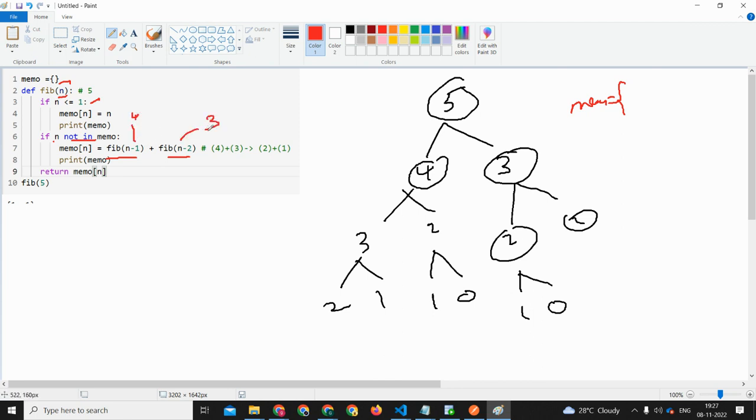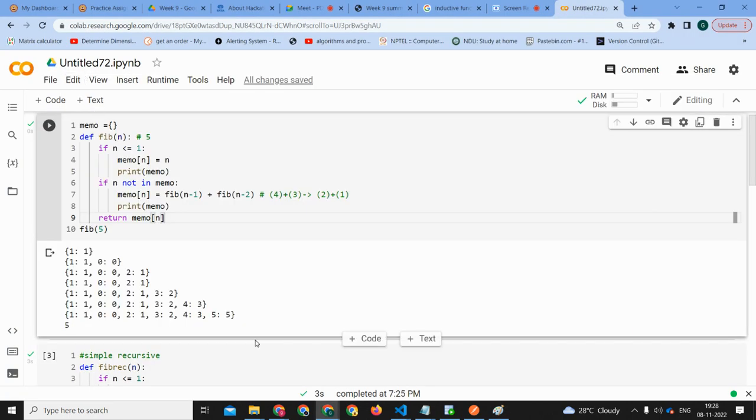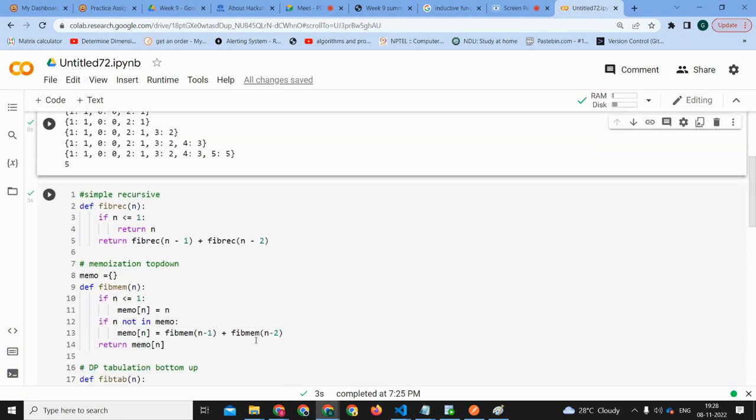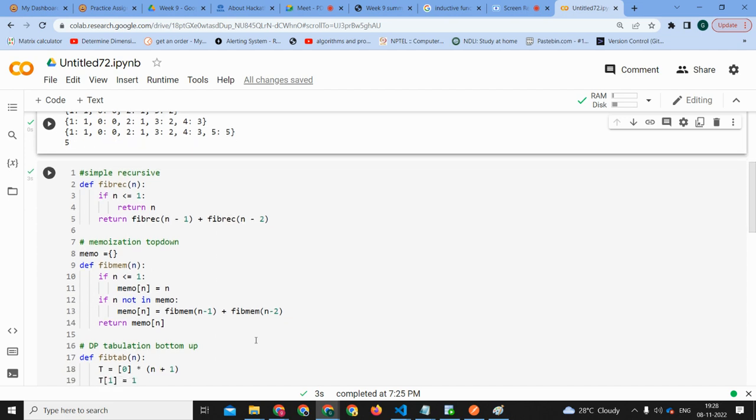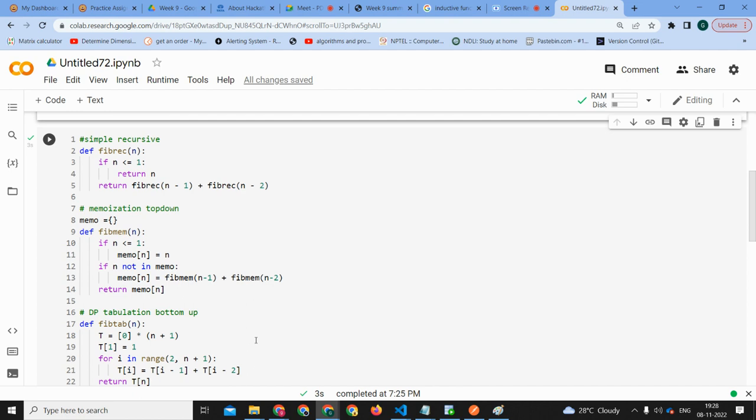Yes, sir. I got my doubt. It's clear. If it is already present in this memo, then it won't execute the seventh line. It will take the value from the dictionary directly. You're right. That's right. Okay. So probably that is clear now. Is that clear for everyone also? Mahi also? Pooja? Yes, yes. Good. All right.